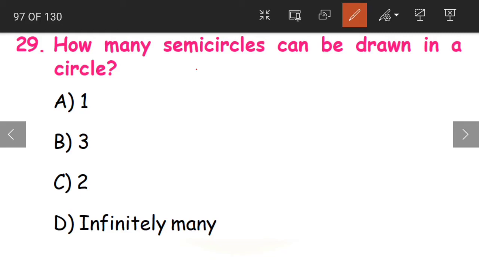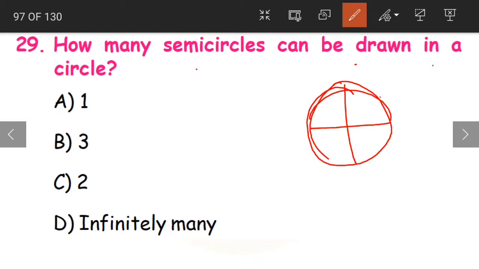Next question. How many semicircles can be drawn in a circle? Again, we can draw however many semicircles we want. Yes or no? So for this also the answer becomes option D, infinitely many.